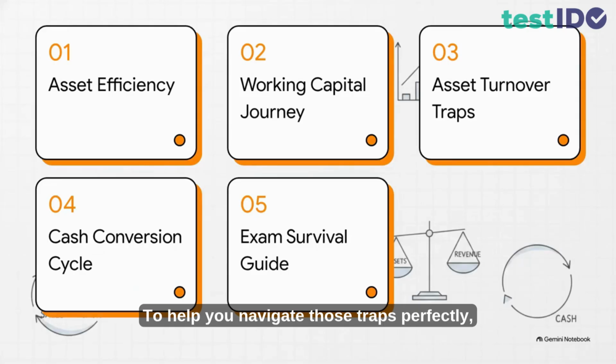To help you navigate those traps perfectly, here is our roadmap for this explainer. 1. Why asset efficiency matters. 2. The working capital journey. 3. Total asset turnover traps. 4. The cash conversion cycle. And 5. Our exam day survival guide.